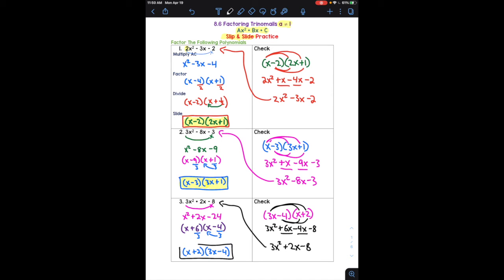Therefore, our factors are correct. The two factors we have for our trinomial are x plus 2 and 3x minus 4. What I'm going to ask you guys to do is pause the video. Try problems 4, 5, and 6 using the steps that we did in problems 1, 2, and 3. Once you get your answer, play the video back to check.